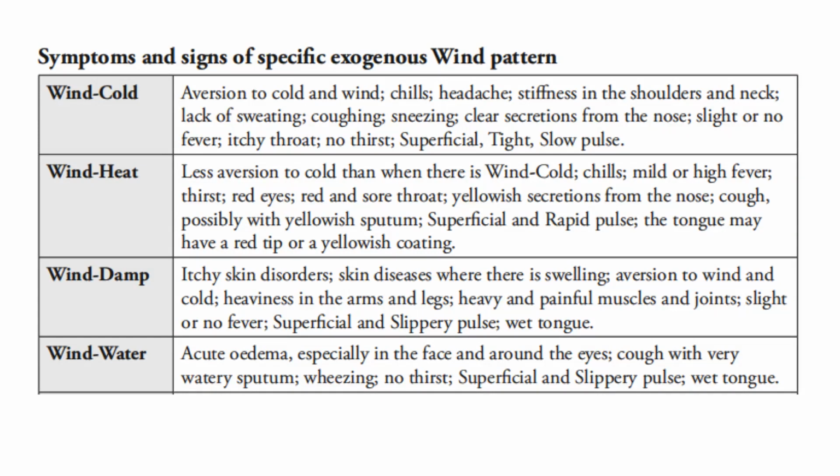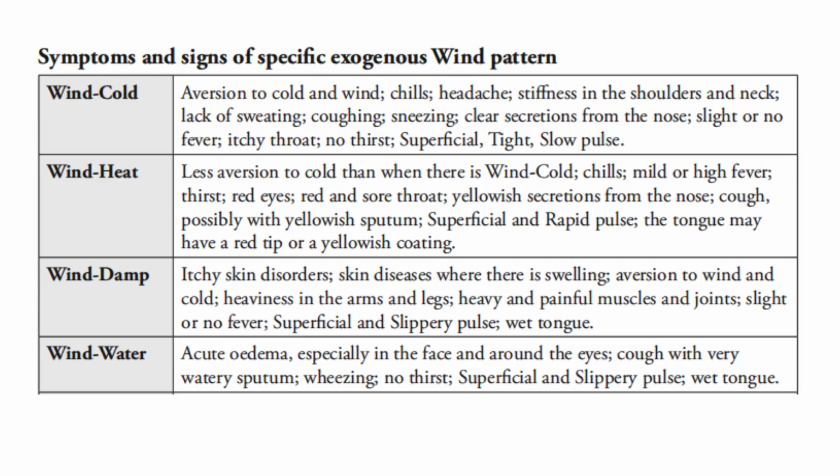There will be chills, mild or high fever, thirst, red eyes, red and sore throat, yellowish secretions from the nose, cough, possibly with yellowish sputum, superficial and rapid pulse. The tongue may have a red tip or a yellowish coating. In wind damp, there are itchy skin disorders, skin diseases with swelling, and aversion to wind and cold, heaviness in the arms and legs, heavy and painful muscles and joints, slight or no fever, superficial and slippery pulse, and a wet tongue.